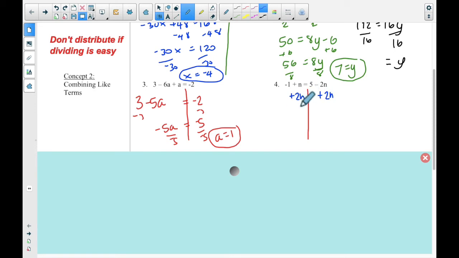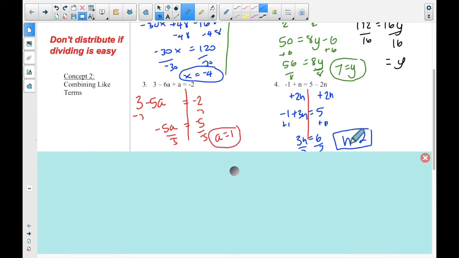Number 2, I prefer to have my variable on the left. So when I do this now, I get negative 1 plus 3n is equal to 5. I need to add my 1 to both sides, and I get 3n equals 6. So I divide by 3, and I get n equals 2.